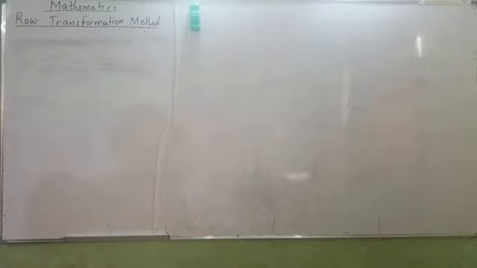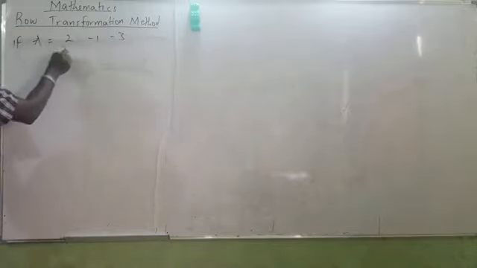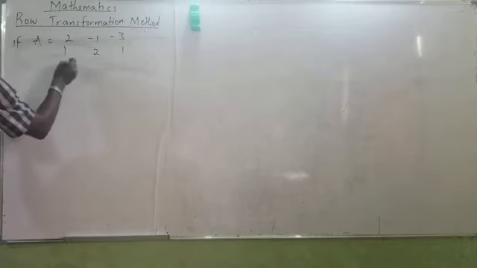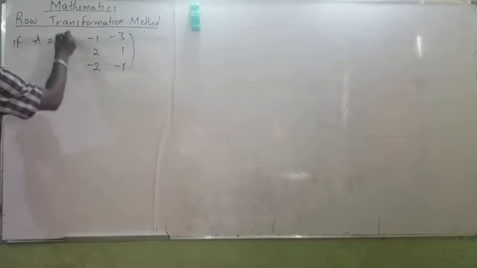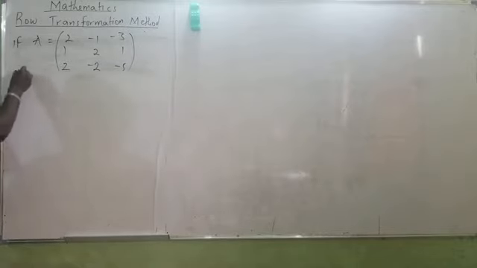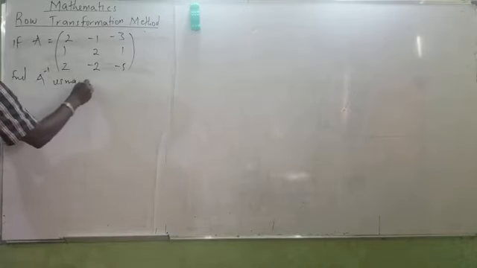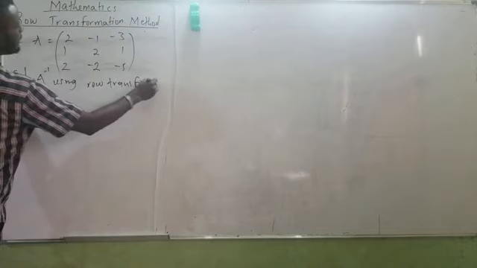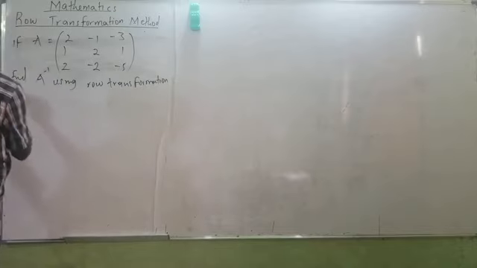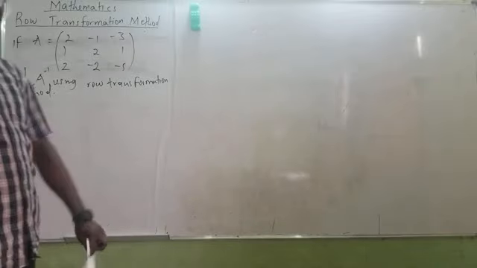Now, for instance, I'm asked: if A equals 2, minus 1, minus 3; 1, 2, 1; 2, minus 2, minus 5, find A inverse using the row transformation method. Now look at this. It's a very simple question.